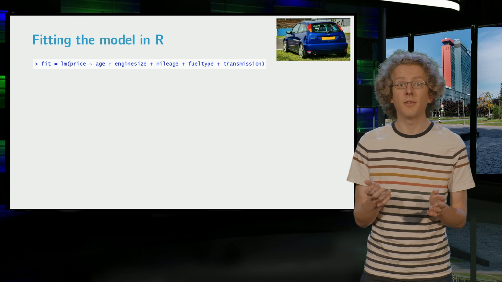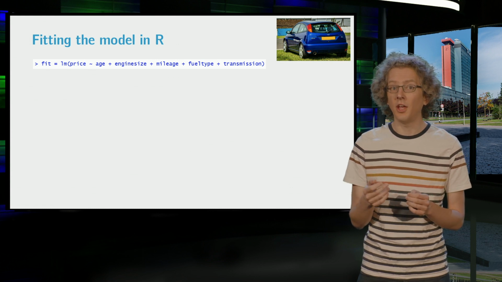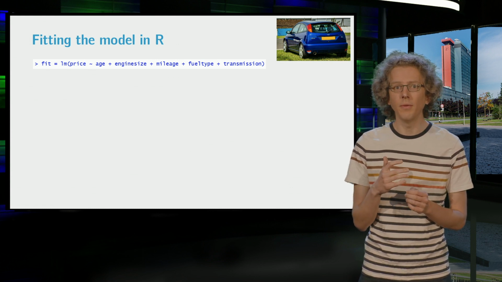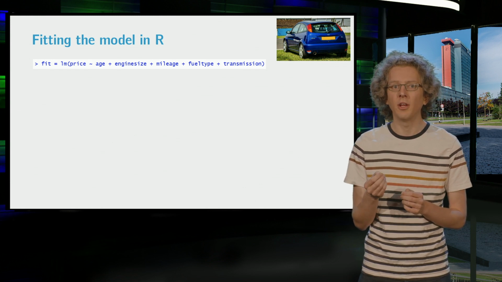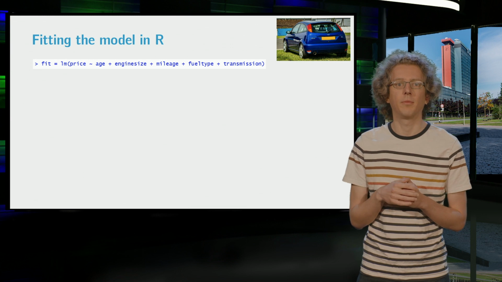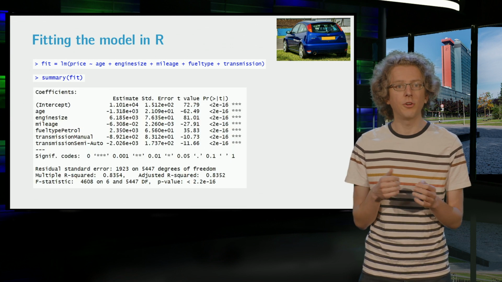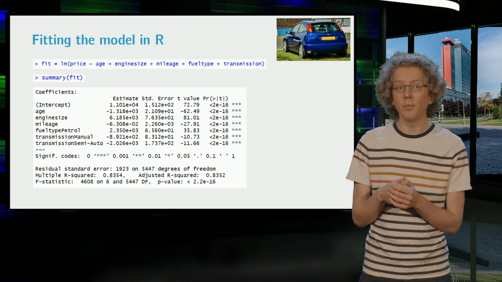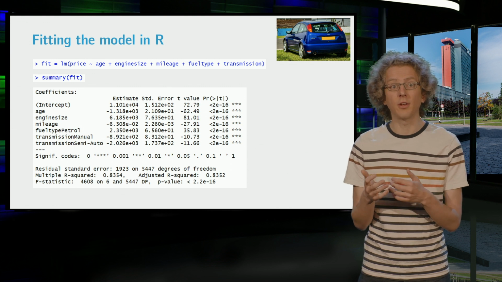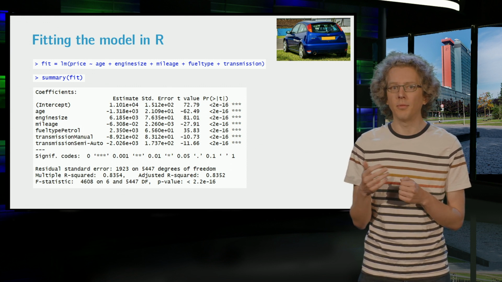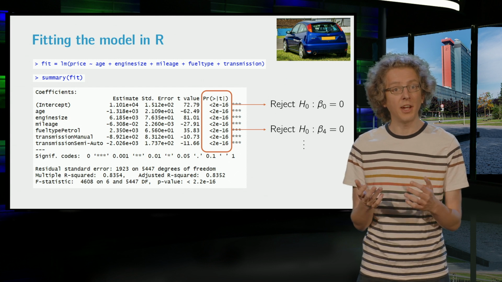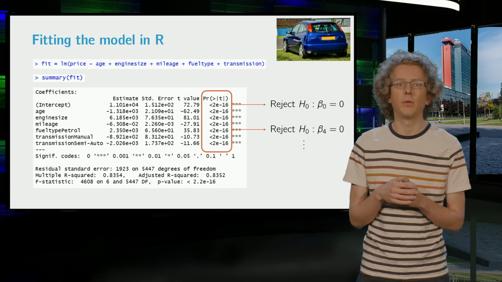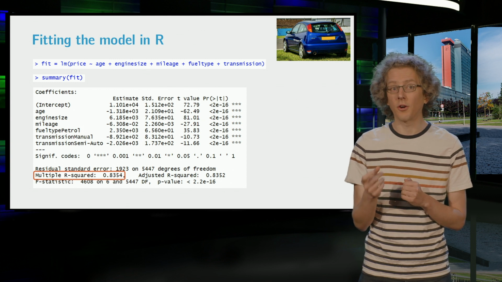The R command lm is the same as in the case of simple linear regression, but now we make clear that there are several explanatory variables separated by plus signs. Summary looks good. All variables seem to contribute significantly to the model, reflected by the observation that the null hypothesis beta equals 0 gets rejected for each of the variables. Moreover, the R squared is quite high.